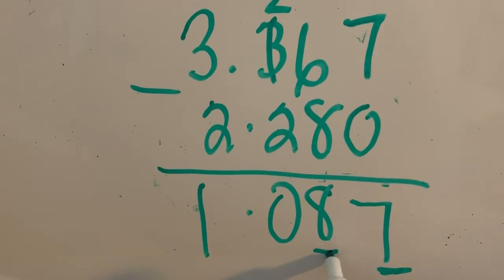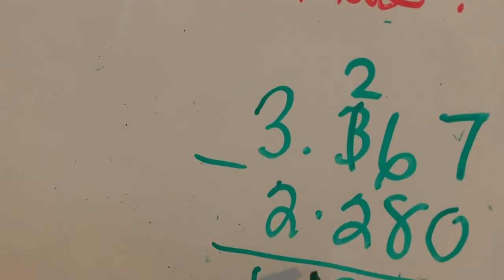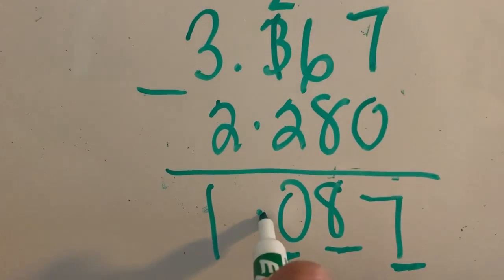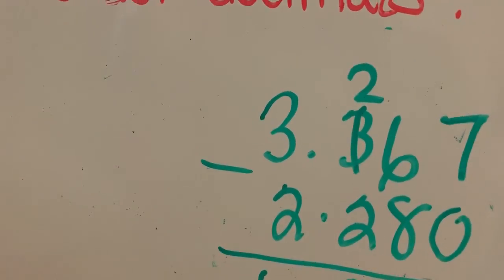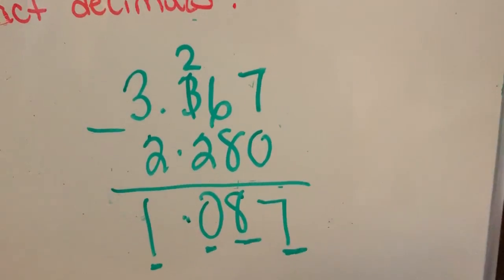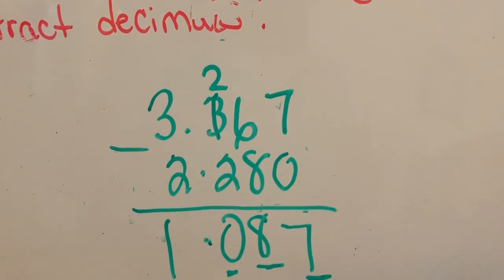This is the 100th place. This is the 10th place. Here again you have your decimal, which in a word problem sounds like "and," and here's your ones place. Okay, so there you go. That's how you subtract decimals.